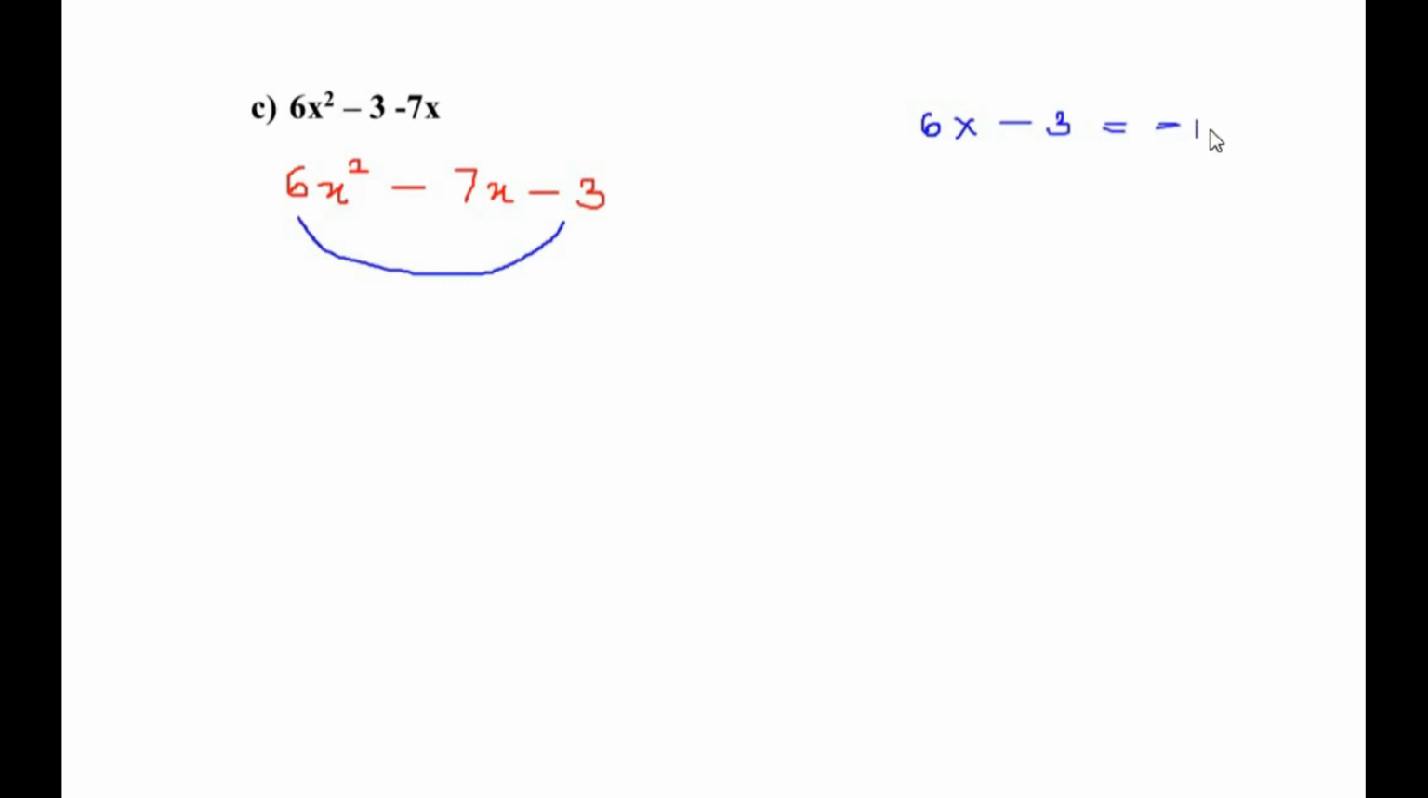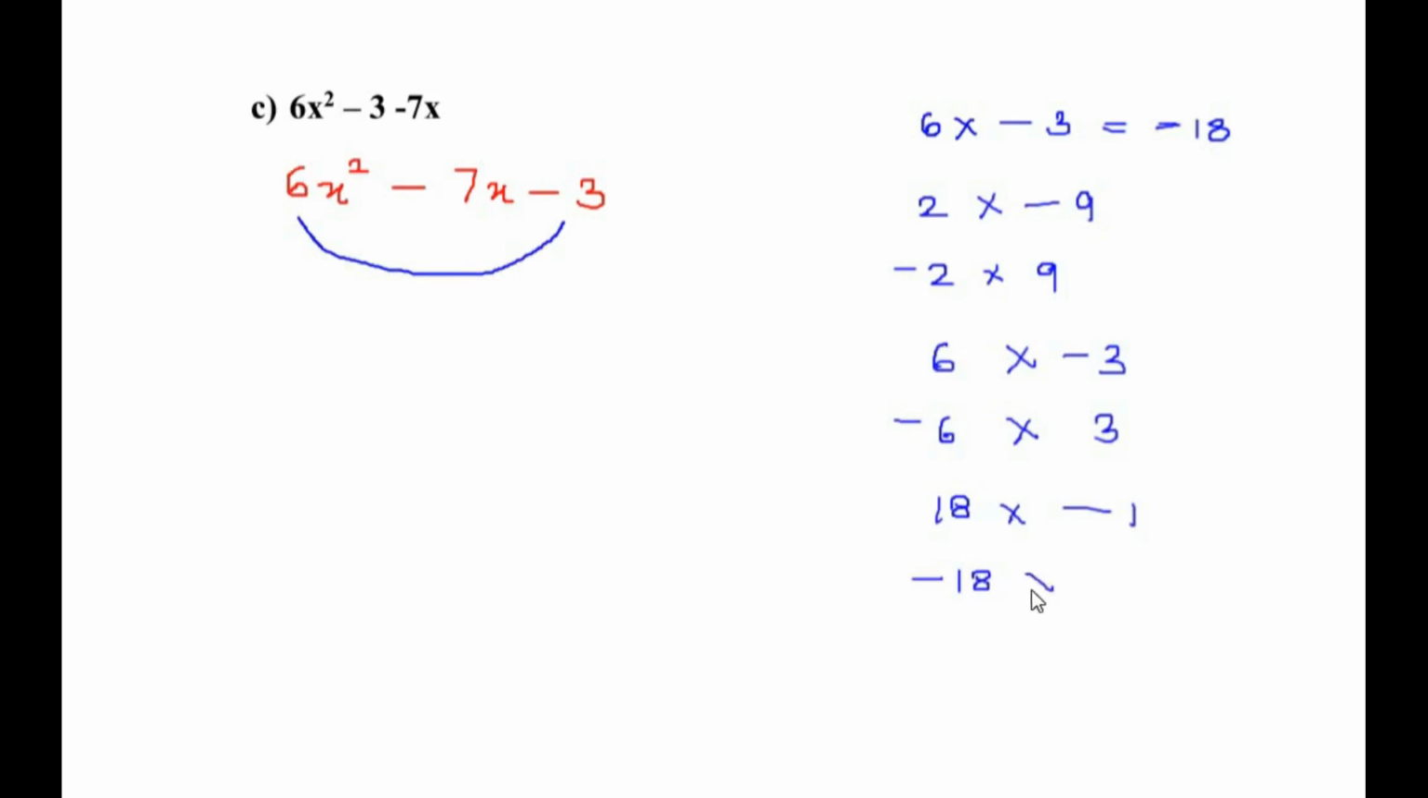So we have to find out the factors which give us negative 18. So we have 2 times negative 9 or negative 2 times 9, and then we have 6 times negative 3, and we have negative 6 times 3, and then we have 18 times negative 1 or negative 18 times 1. So all these will multiply to give you negative 18.